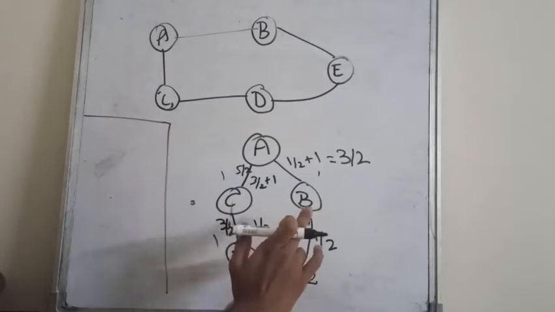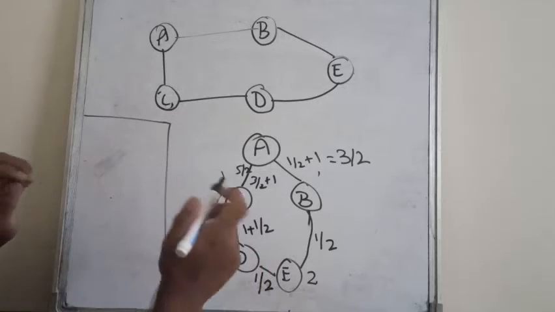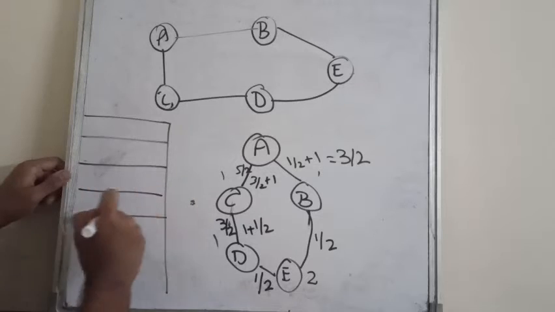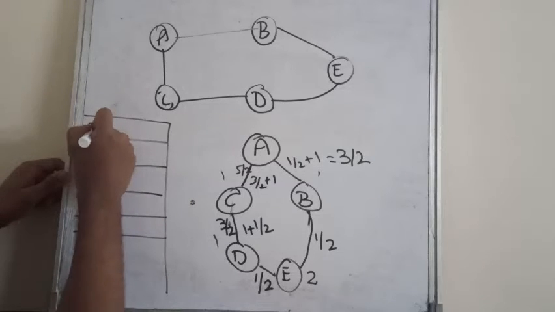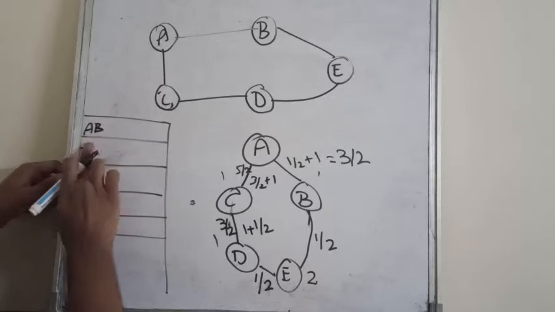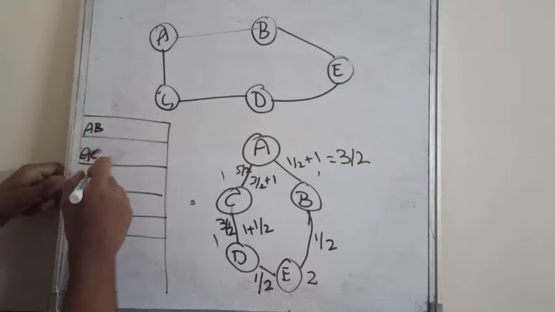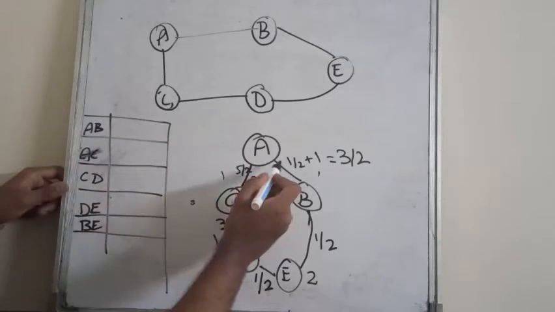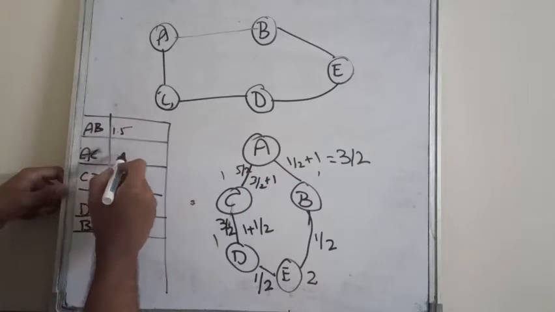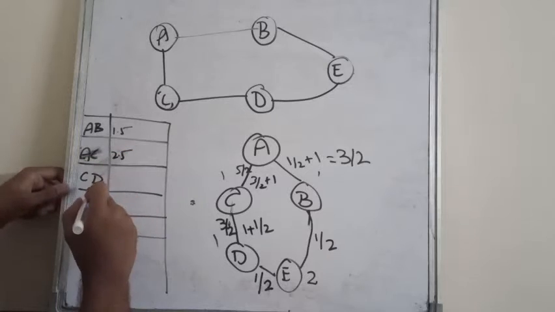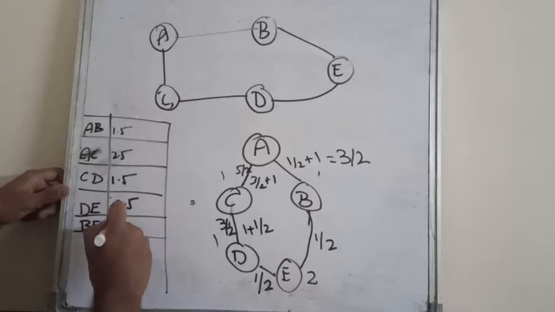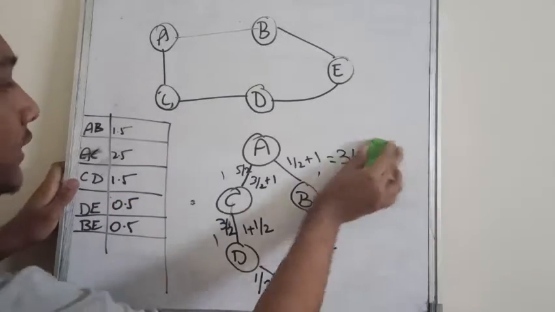So like that only we have to find out for each and every edge. For that we'll have to make a small table which will make our calculations easy. So I'm just writing all the edges: AB, BC, AB, AC, CD, DE, and BE. Okay. In this, what will you fill for AB? It is 1.5. AC is 2.5. CD is 1.5. DE is 0.5 and BE is 0.5. Okay, so this is done for A.